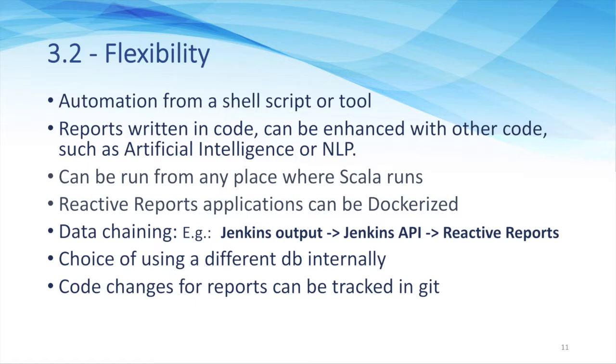For example, Jenkins output can be sent through the Jenkins API and be turned into objects, which will be used to generate a report. The internal memory management uses RocksDB. This can be changed to a different solution. Code changes for reports can be tracked in GitHub.